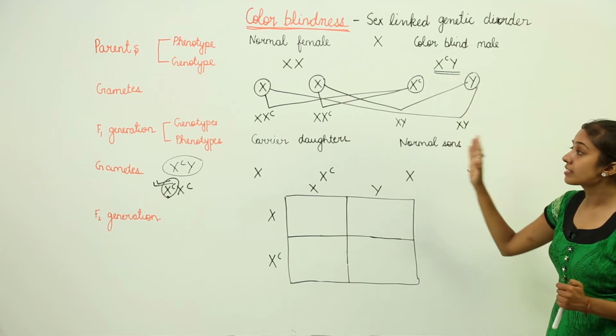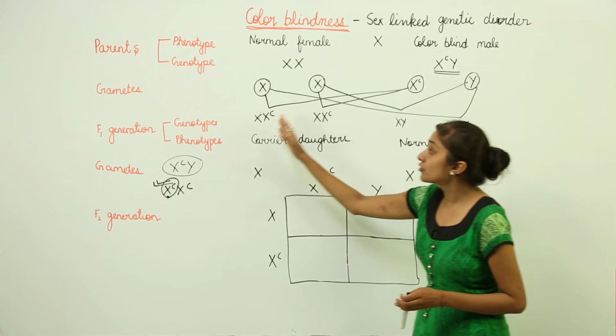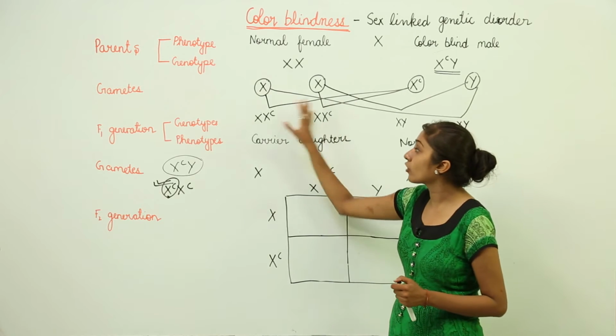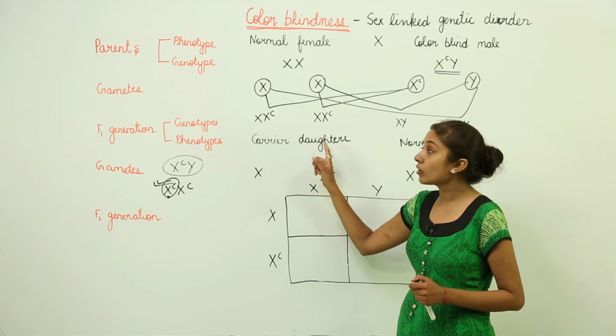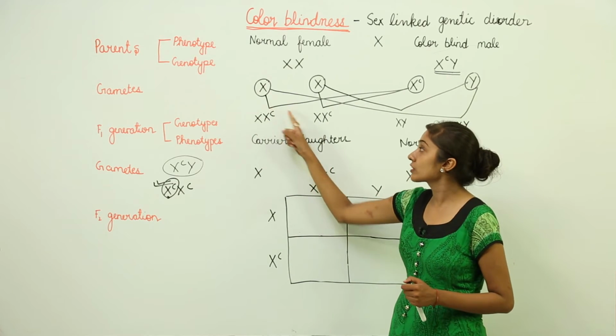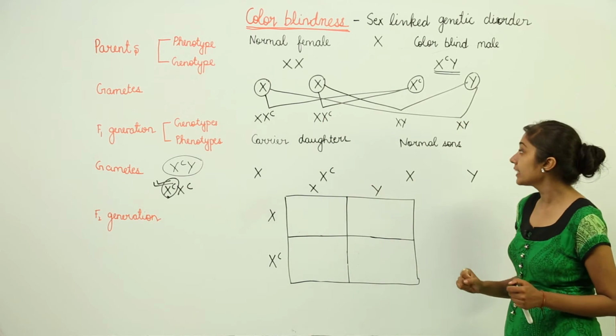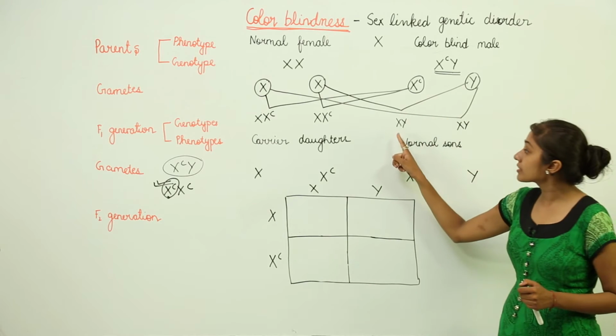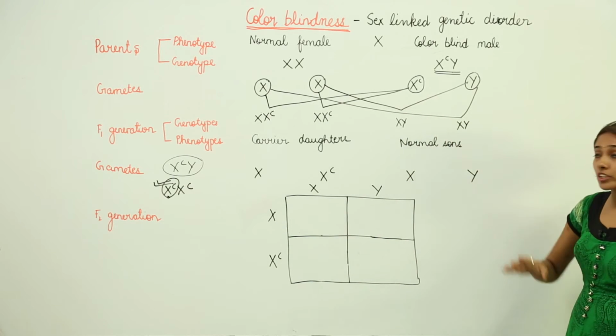So what is the genotype of the F1 generation? We have carrier daughters. Now why are they carrier daughters? Because only one allele is carrying this gene for color blindness, and these are the normal sons, right? So these are the normal sons, but in the F2 generation what is going to happen?